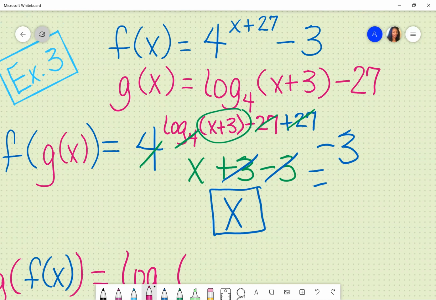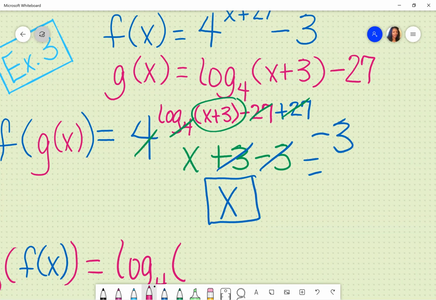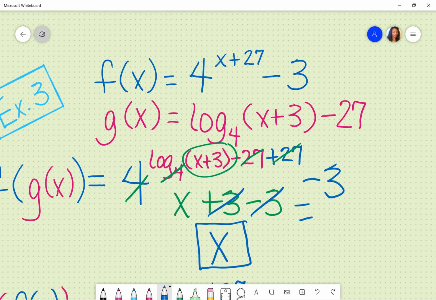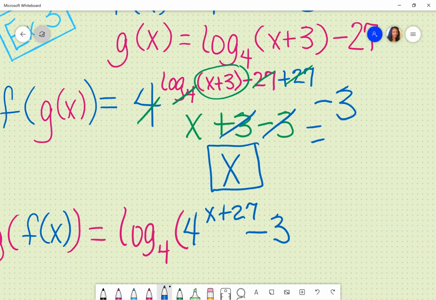So let's go to f of x and use the entire f of x, which is, let's change colors, blue, 4 raised to the x plus 27 power minus a big 3. So that was all of my f of x to replace this x. But now I have to finish off my g of x, which is plus 3 parentheses minus 27.